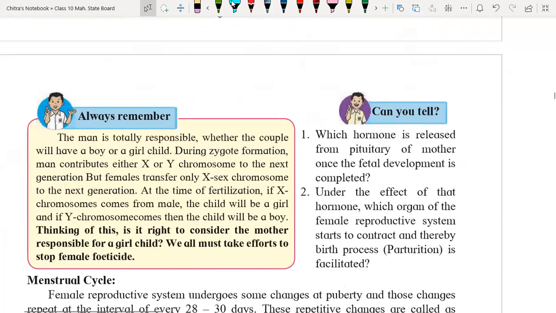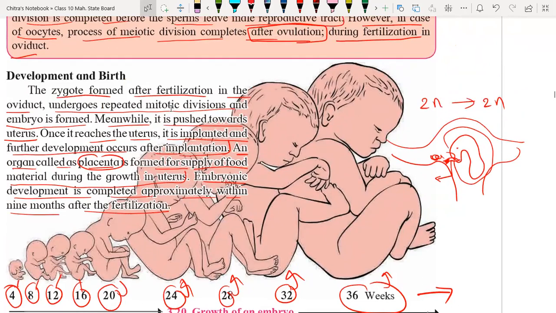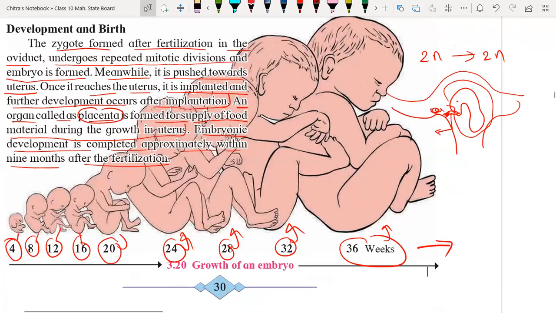So I have a doubt about 36 weeks, sir. 9 months, no, sir? Yes. You want to take a screenshot? So 36 weeks means 9 months, no, sir? Yes. Okay.